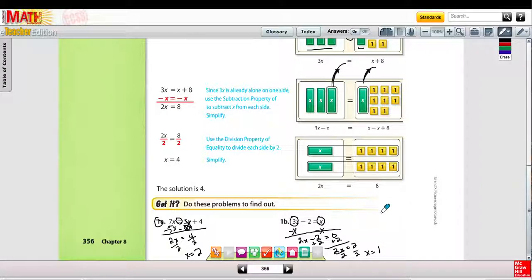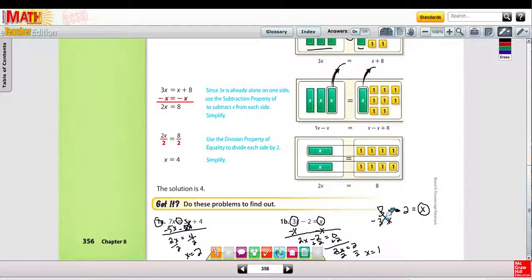I'm going to rewrite that problem and do it the way that I would do it. 3x, minus 2 equals x. This x is already by itself on the right-hand side. So I'm going to get the 3x over there by minusing 3x.